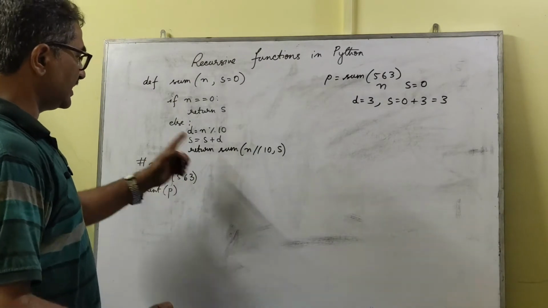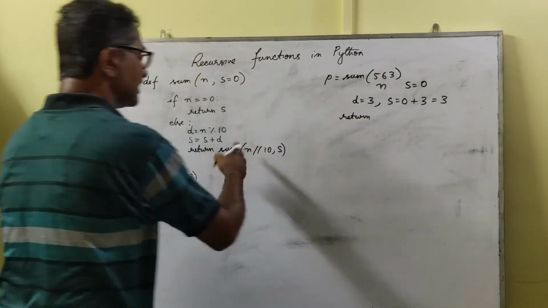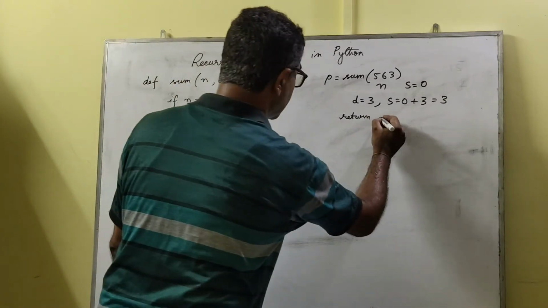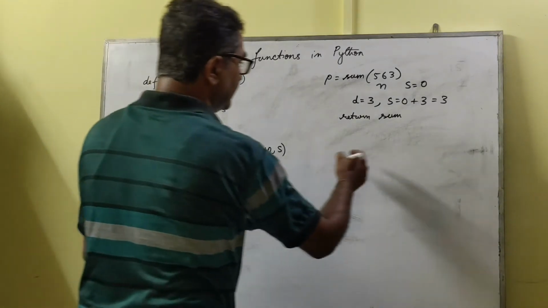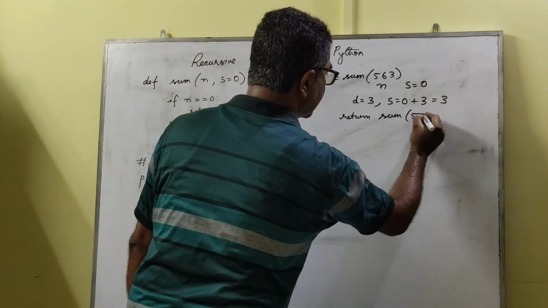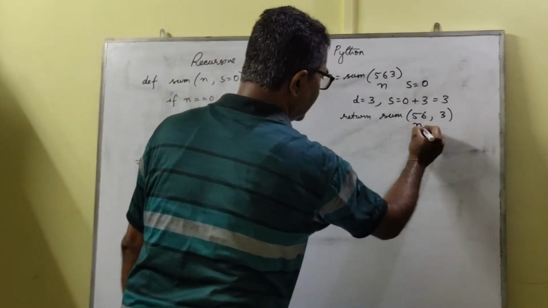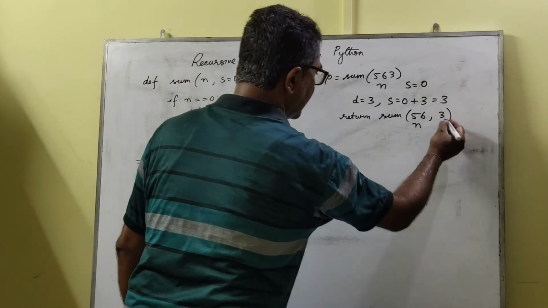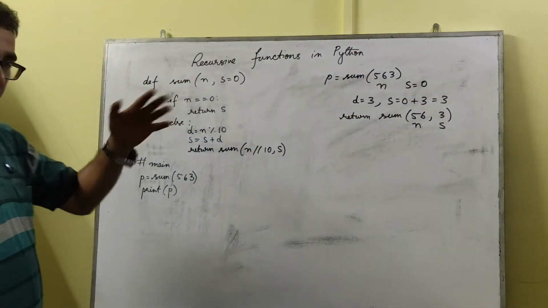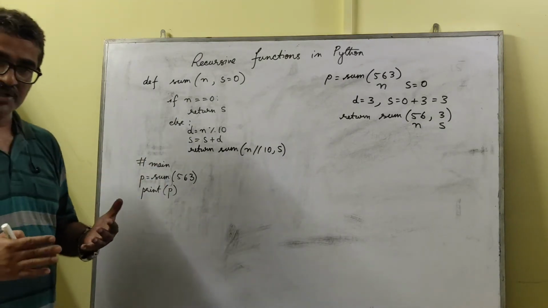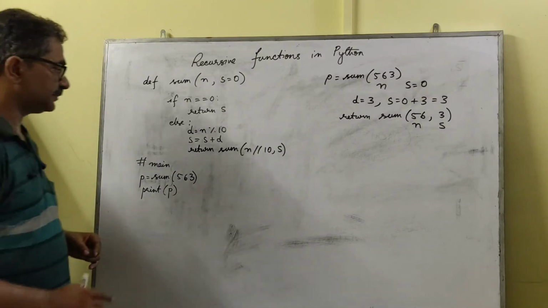Now return sum. Once again I'm making a recursive call to this function, sum n integer division 10, that is 56, comma s, which happens to be 3. So here the value of n is 56 and here s is 3. And remember, this n has nothing to do with this n. All calls to the function will have their variables occupying separate memory locations.